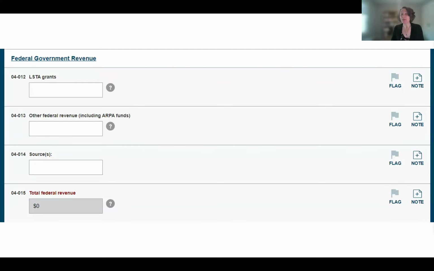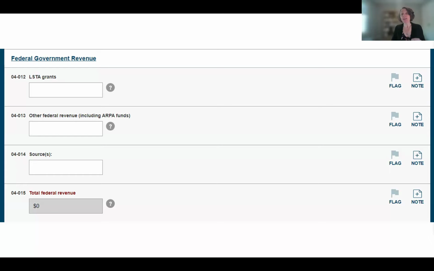If you received a grant through the state library, it was most likely federal money. ISL acts as a pass-through agency for federal funds, which is why we report them here in federal government revenue. In years past, LSTA subgrants, CARES mini grants, and ARPA funds would be reported here. However, with this being an off year for the subgrants and with CARES and ARPA wrapped, it's unlikely that most libraries will have anything to report here.